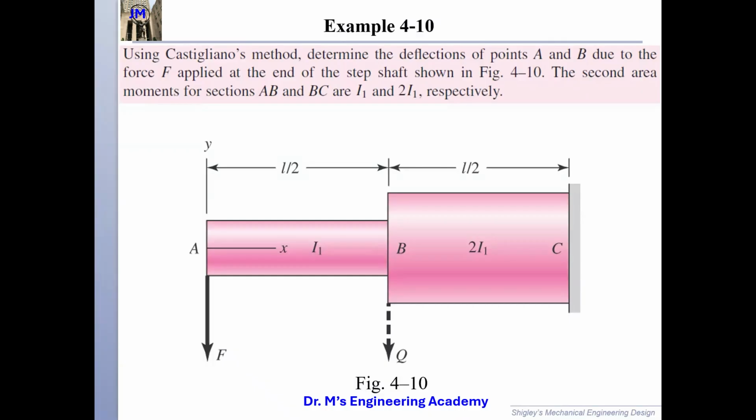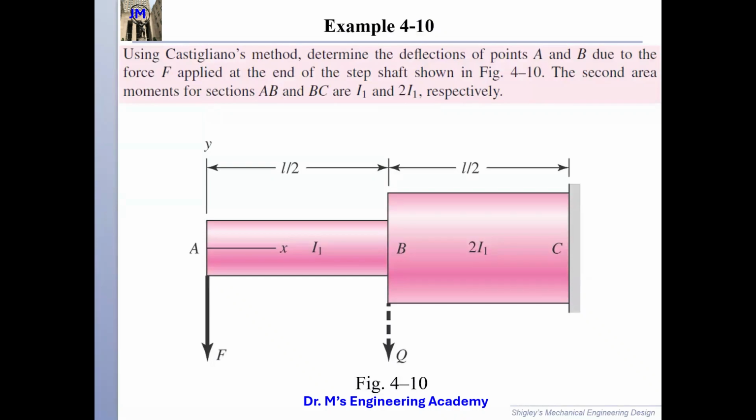For point B, we do not have a concentrated force at point B. What should we do? We apply a fictitious force Q here. For a fictitious force we use a dotted line to denote it. That means it is imaginary; it is not actually there.